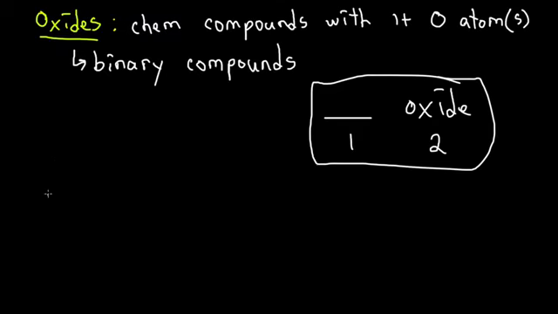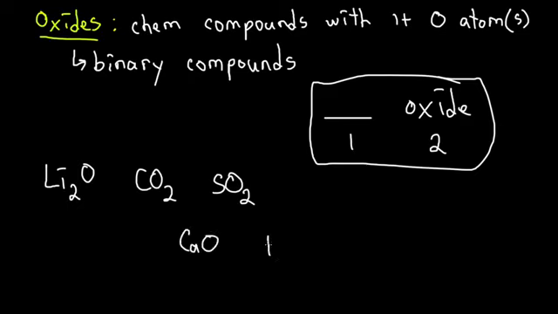Now, some examples of oxides would be lithium oxide, Li2O, carbon dioxide, sulfur dioxide. We have calcium oxide or water, H2O. These are all oxides because they simply contain an oxygen atom in them. Now, because they contain this oxygen atom, they will be called oxides and they will exhibit specific properties.